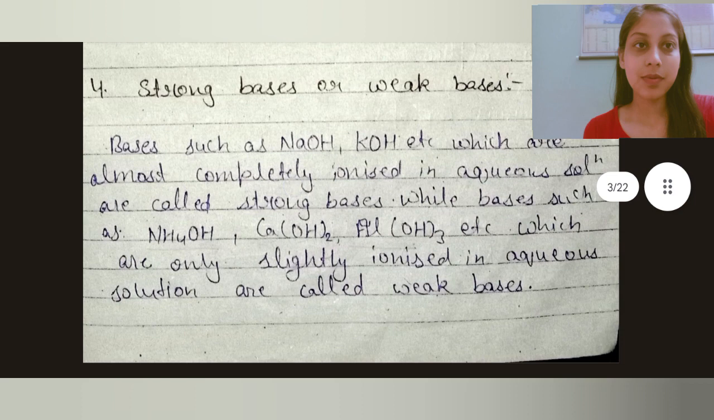Now, strong bases and weak bases. Bases such as NaOH, KOH, etc., which are almost completely ionized in aqueous solution, are called strong bases, while bases such as NH4OH, Ca(OH)2, Al(OH)3, etc., which are only slightly ionized in aqueous solution, are called weak bases.